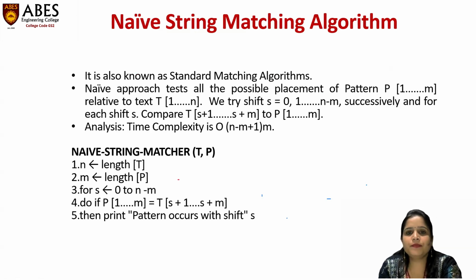Now you can see string matching algorithm. Naive string matching is also known as standard matching algorithm. I already told you in naive approach, what we have to do, we test all the possible placements of pattern P related to the text of size n. We try shift S equal to 0 up to n minus m times successively and find our pattern in a given text array using T of S plus 1 up to S plus m to P of 1 to m. So this is the step-by-step procedure.